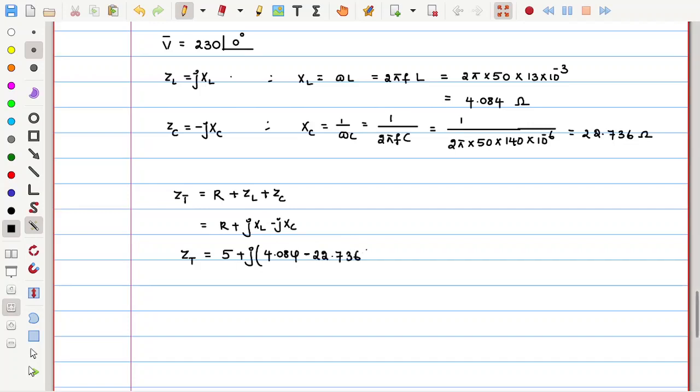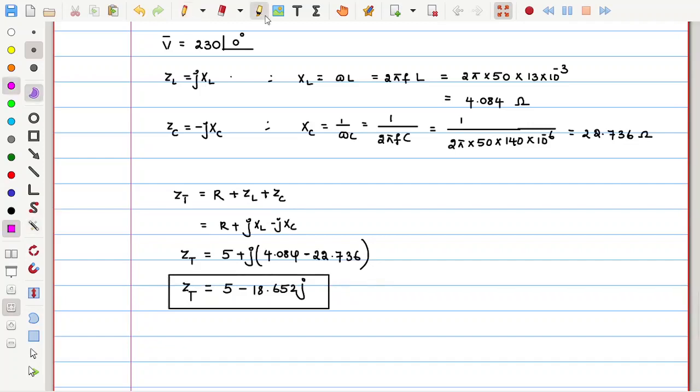22.736. So XL minus XC. If I simplify this, XC is more, so I will get a minus. How much will I get? 4.084 minus 22.736 gives minus 18.652. Okay, very good. So minus 18.652j. Now try to see in this impedance what is the imaginary part.